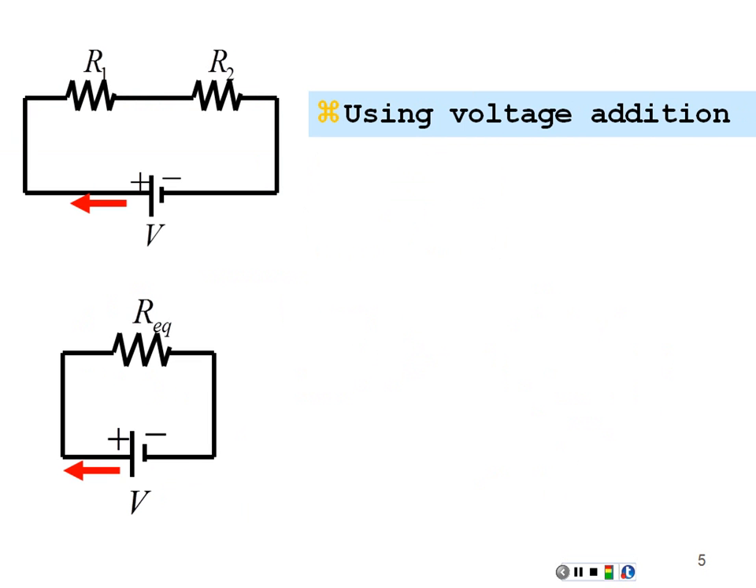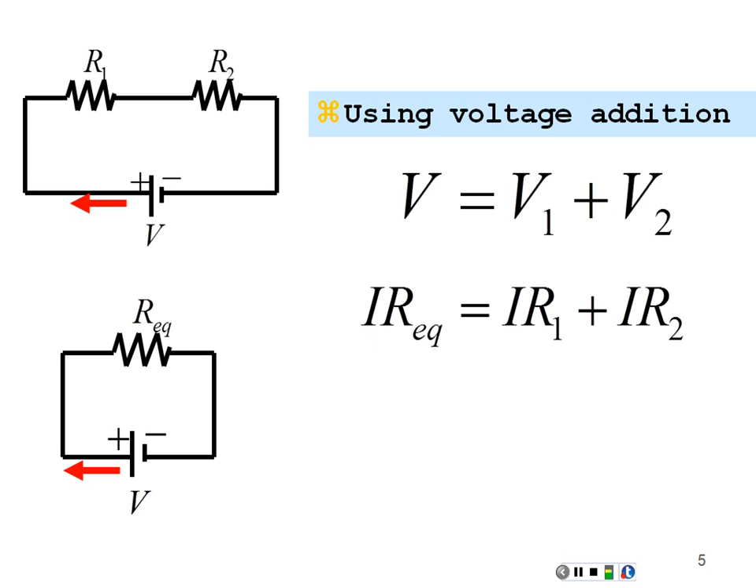If we use voltage addition, as we go down a voltage drop across resistor 1 and then a voltage drop across resistor 2, we will do the full potential hill provided by the battery. Hence, that would be the same potential as it is across our equivalent circuit, our equivalent resistance. So we could say that the voltage of the battery V is equal to V1 plus V2. Using the definition of Ohm's Law, we would then have that the current times R equivalent is equal to the current times R1 plus the current times R2.